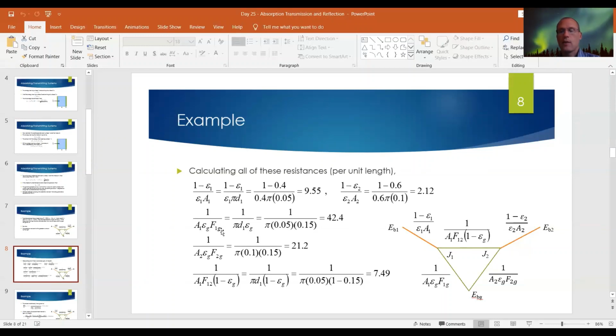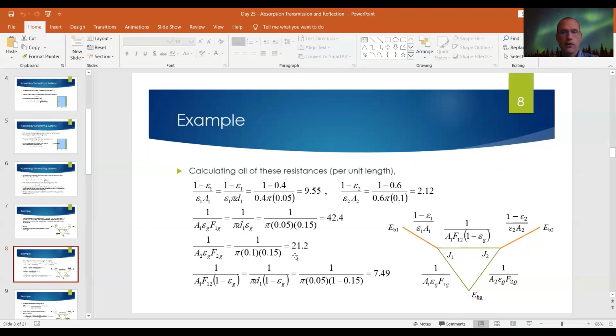F1 to the gas: if I'm looking out from the inner cylinder to the outside, I basically have to hit the gas, so the view factor there is 1. There's no way I can make it to object 2 without going through the gas. So F1g is 1 in this case, which gives me a total resistance of 42.4.